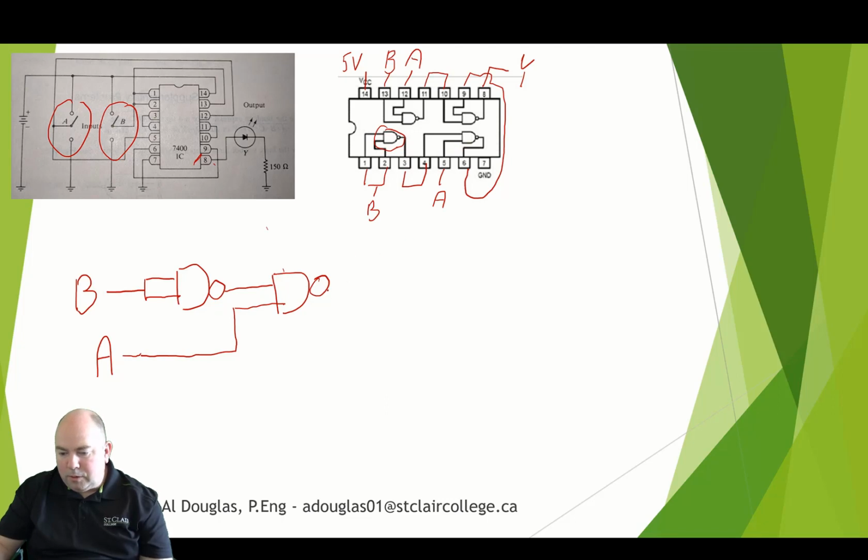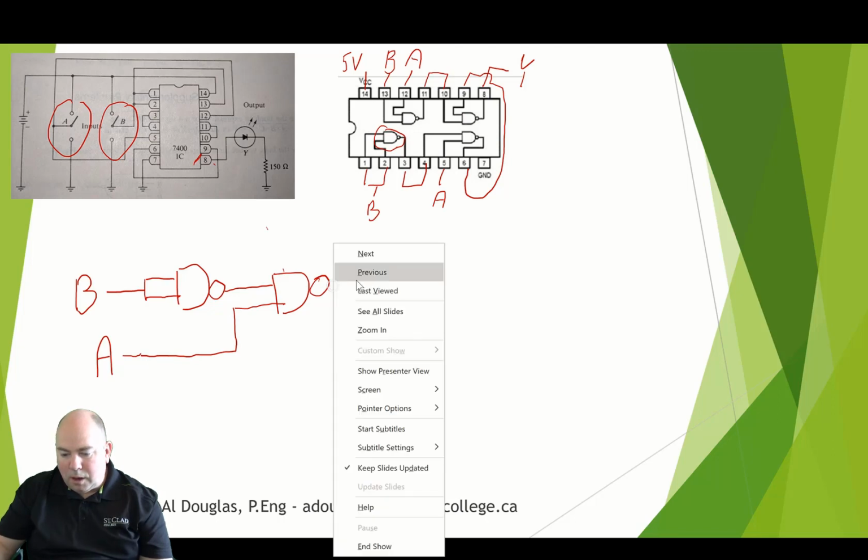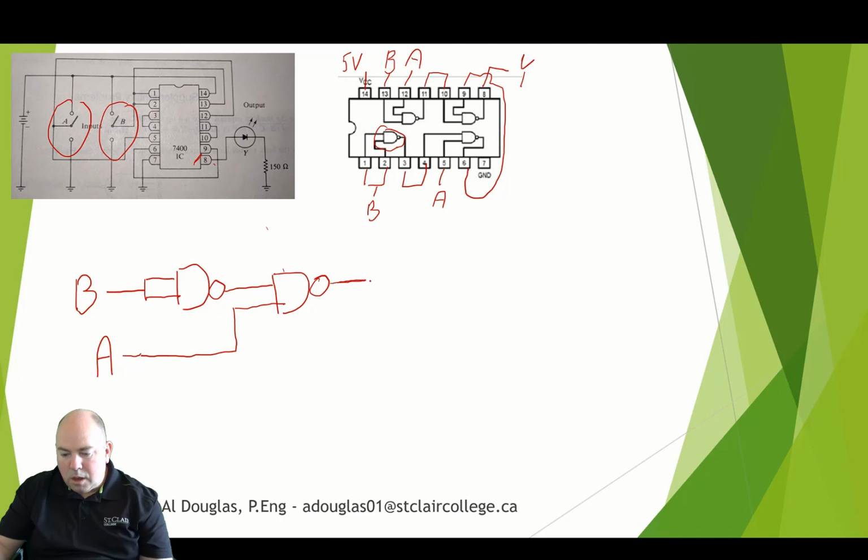And the output of this goes around to the input of another gate. The output of this gate is actually our final output. And this also comes from the result of another gate down here, which receives A and B.